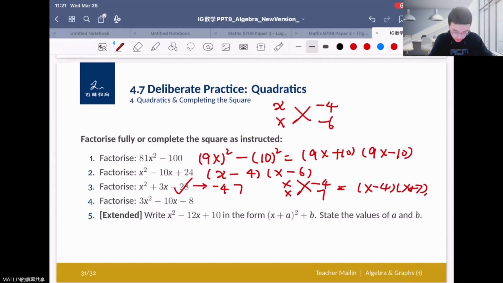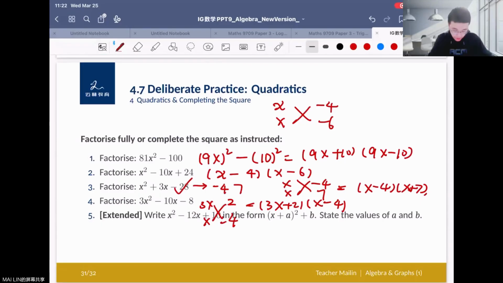And for the fourth problem, factorize 3x squared minus 10x minus 8. Here you can first try factorizing the minus 8. Minus 8 you can divide into 2 and 4. And 3x squared you can write as 3x and x. So once you let the 4 be negative 4, you can try expanding. That is 3x plus 2 times x minus 4. That is the fourth problem.